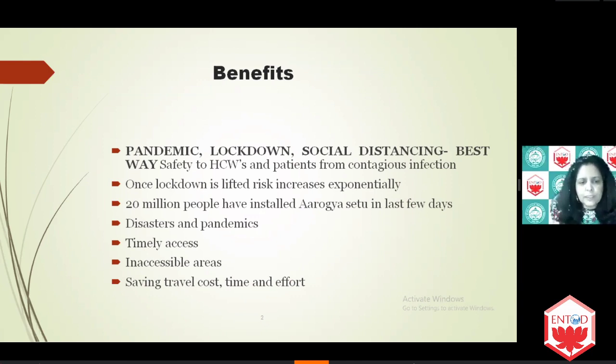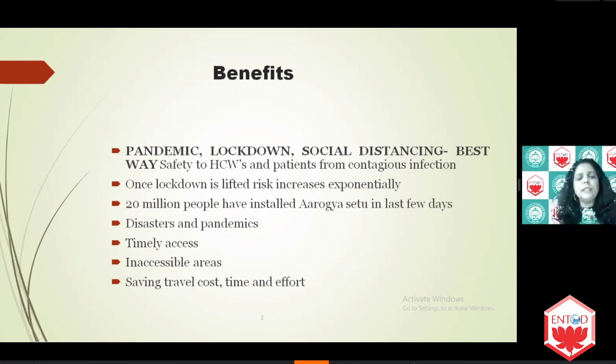Now, not just for disasters and pandemics, telemedicine is an option for later also. Because once these pandemics are over, there are still situations where telemedicine may be needed. One is that it gives very timely access. So if somebody has a problem for which they need an urgent consultation, they can use telemedicine.